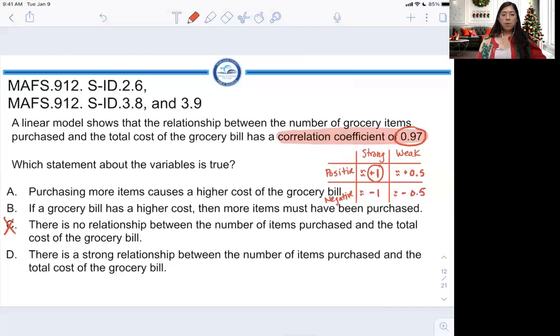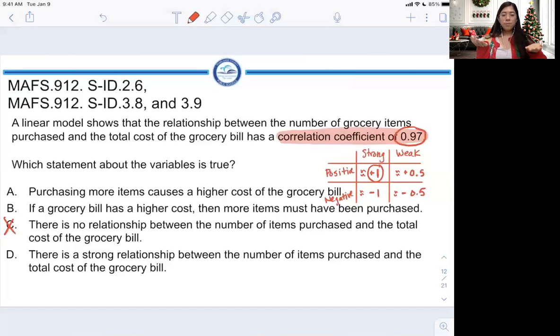Just because I bought more items, does it mean that I'm going to have a higher cost? For example, if I add one more item to my cart, let's say I add one single fork versus 10 pounds of salmon, which one's going to be more expensive? Definitely the salmon. It would also taste better.